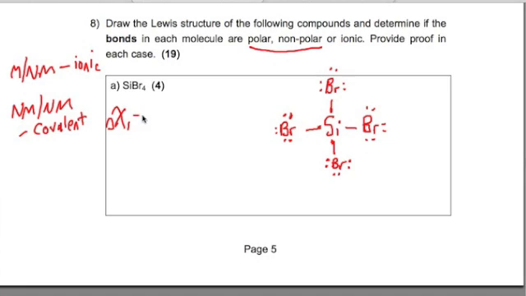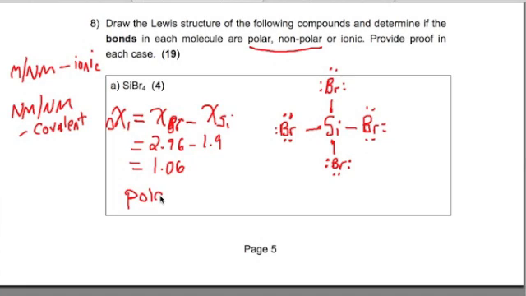Delta chi, which would equal, in this case, bromine is higher, minus silicon. If you screw that up, just erase it and put the higher one. I had to look these up. Bromine is 2.96, silicon is 1.9. The difference is 1.06. That 1.06 falls on my chart between 0.5 and 1.7, so that means it is polar. The bonds are polar, so that's what I would write.